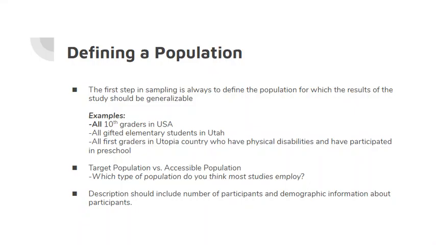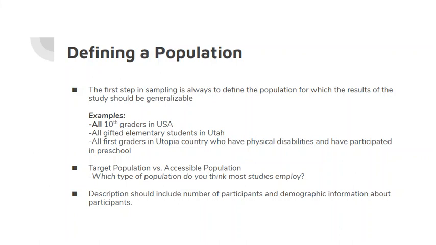Before we can talk about samples, we need to define a population. Here's a clue. In these examples, all 10th graders in the United States, all gifted elementary students in Utah, all first graders in Utopia country, wherever that may be, who have physical disabilities and participated in preschool. Here's your key. A population is all of the individuals. And for that reason, it's often the case that we have to choose a sample of that population. So try to keep these terms straight in your mind. A population is all of whoever or whatever.